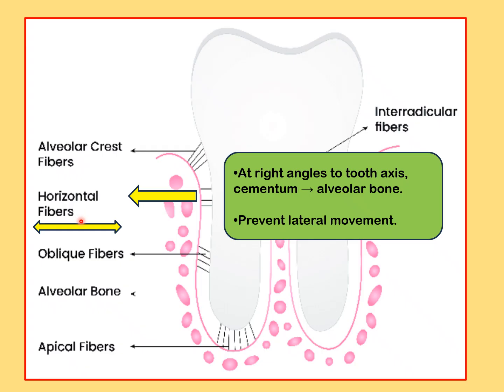Coming to the next principal fiber, that is horizontal fibers. They run at right angles to the long axis of the tooth, extending from the cementum to the alveolar bone. Their main role is to prevent the lateral movement of the tooth, which helps to maintain its stable position inside the tooth socket.